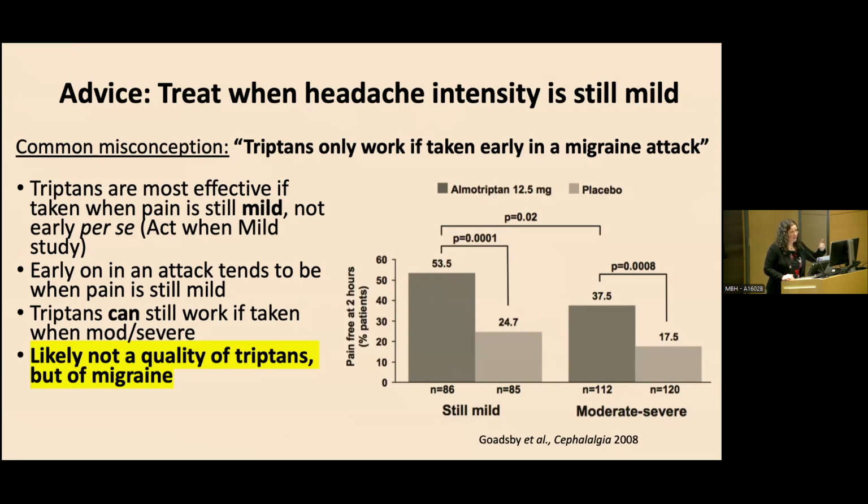And so a lot of times, actually, patients will wake up with the attack already in progress. They don't get that opportunity to treat when it's mild, and it's still worth taking their triptans. This is also true of the placebo. You can see that the placebo response rate is higher when it's mild too than when it's moderate or severe. And so this isn't just a quality of triptans. This is a quality of migraine. It's just easier to treat an attack when it's still mild than when it's progressed to moderate or severe. So you can generalize this, in my mind, to any kind of acute therapy that you're recommending.